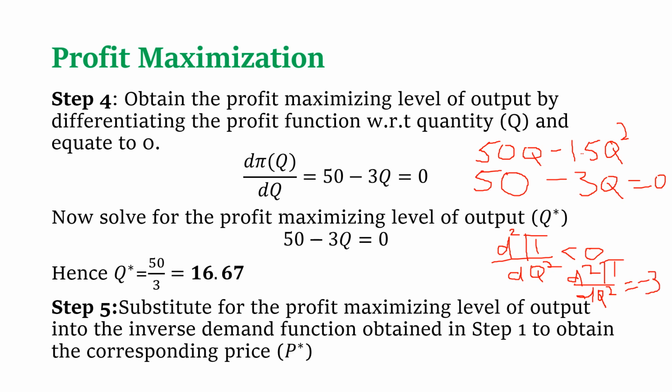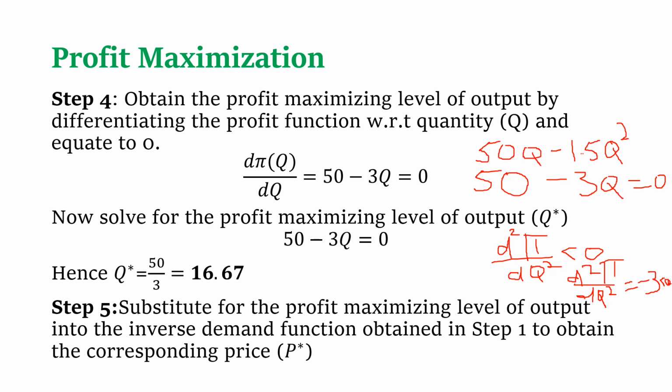So what happens? This is less than 0, right? It is less than 0. So because it is less than 0, it means profits are maximized. So the sufficient condition is satisfied. Now we have fulfilled the second order derivative. We have fulfilled the sufficient condition. So profits are maximized. So we can go ahead and find our profit maximizing level of output.